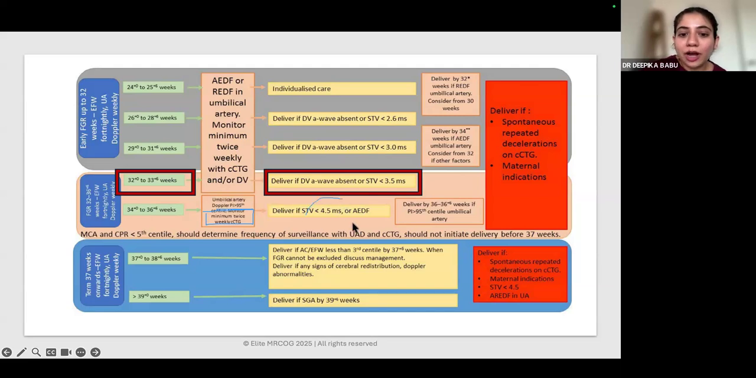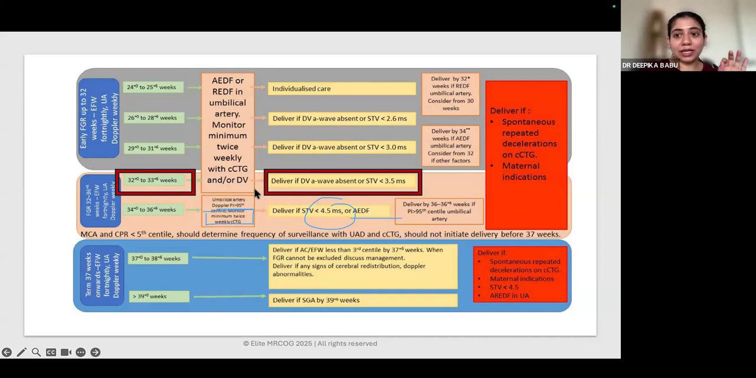In late onset FGR, absent or reversed end diastolic flow is enough for us to deliver the baby. Or if computerized CTG is showing short-term variation of less than 4.5, that is enough for us to deliver the baby. Only in early onset, with absent and reversed end diastolic flow, we are not delivering immediately. We are relying upon the ductus venosus and short-term variation. But in the late onset FGR, the moment you see absent or reversed end diastolic flow, or the short-term variation is less than 4.5, that is enough for us to go and deliver the baby.